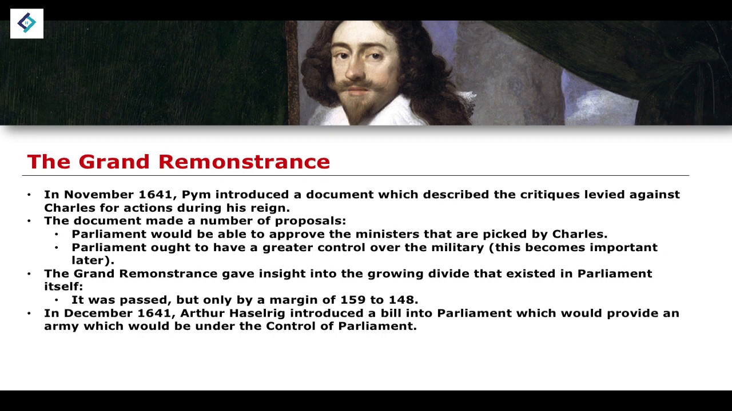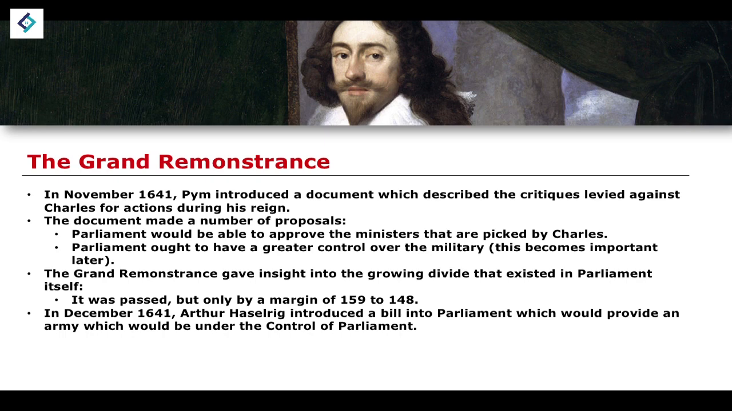In December of 1641, we see further indication of some of the ways in which there is this growing divide in Parliament. So an anti-monarchist, or at least somebody who is on the side of John Pym, Arthur Haselrig, in December of 1641, introduces a bill into Parliament. And what this bill essentially tries to do is provide an army which would be under the control of Parliament. This is known as the Militia Bill.